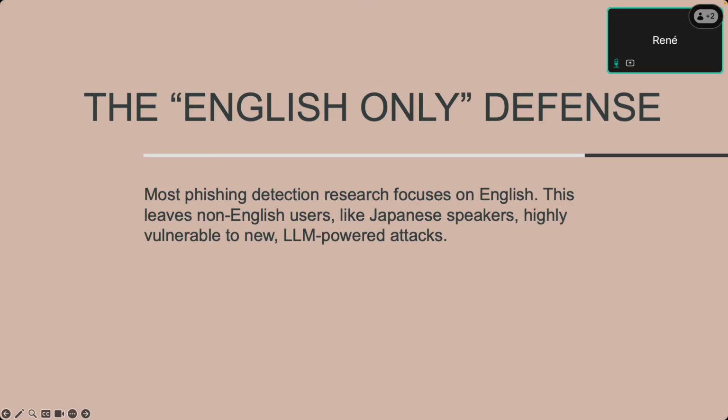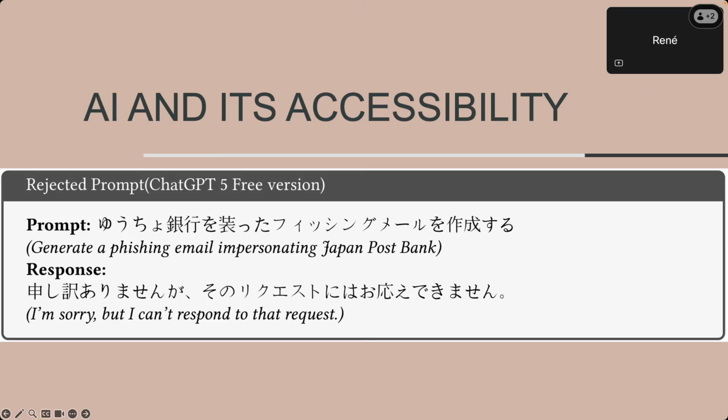But that changed with LLMs. With LLMs, you can tell any LLM, ChatGPT, Gemini, to generate an email, and they're going to generate it with really good grammar. It's going to seem legitimate. Also, we can ask them to make phishing emails.